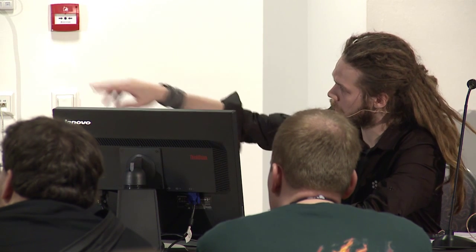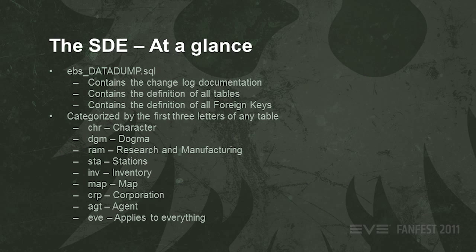You'll notice also that they're all categorized with the first 3 letters, with the exception of the planet tables. They, for some reason, have planet in front of all of them to ruin the nice schema we have. But you can see how this translates: CHR for character, DGM for dogma. I don't know if you know really what dogma actually stands for, but you'll hopefully learn something about that in the coming lectures.